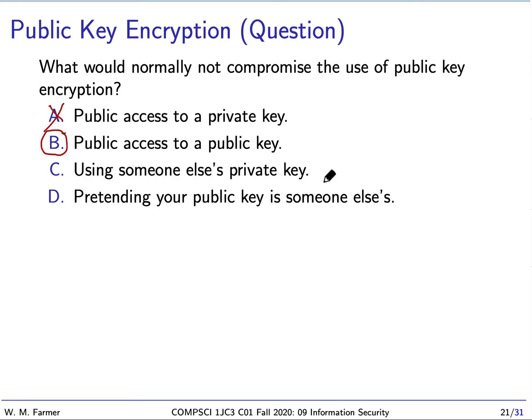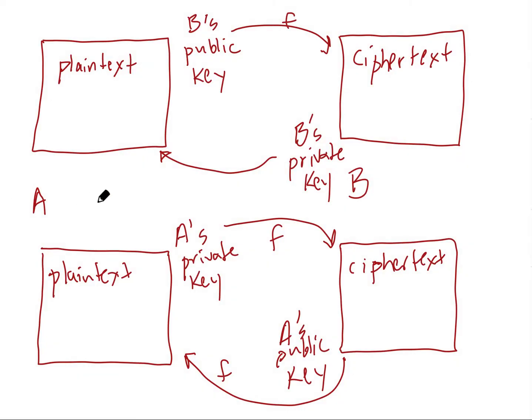Using someone else's private key can compromise the system because everyone is assuming that each principal only has access to their own private key. They don't have access to anyone else's private key. And the last one is pretending your public key is someone else's. If we go back to our picture, well, actually, let's think about the first case.